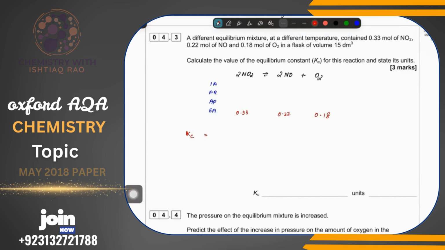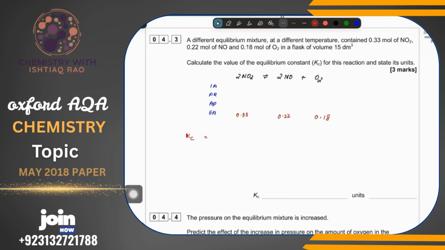Of course, Kc is the concentration of product divided by the concentration of reactants. And what do you think about the concentration? It's the mole per unit volume. So mole is 0.33, sorry, 0.22 divided by 15 raised to the power 2, 0.18 divided by 15 raised to the power nothing, NO2 that is 0.33 divided by 15 raised to the power 2.